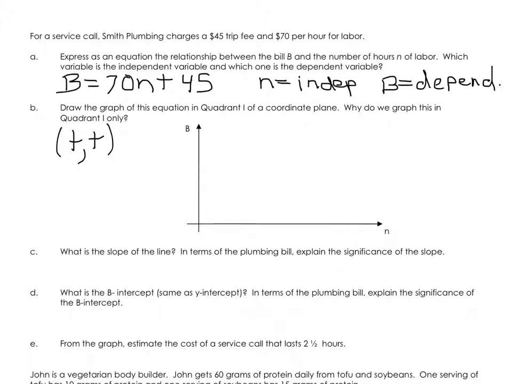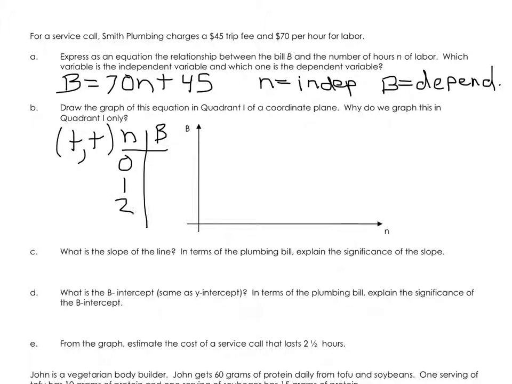So we want quadrant 1, where both the number of hours worked and the amount of the bill are positive. So we need to determine how to graph this line. I want to make a T-chart for this one, but in this case, instead of X and Y, we have N on the horizontal axis, so that's our independent variable, and B is dependent. So let's think of some values.